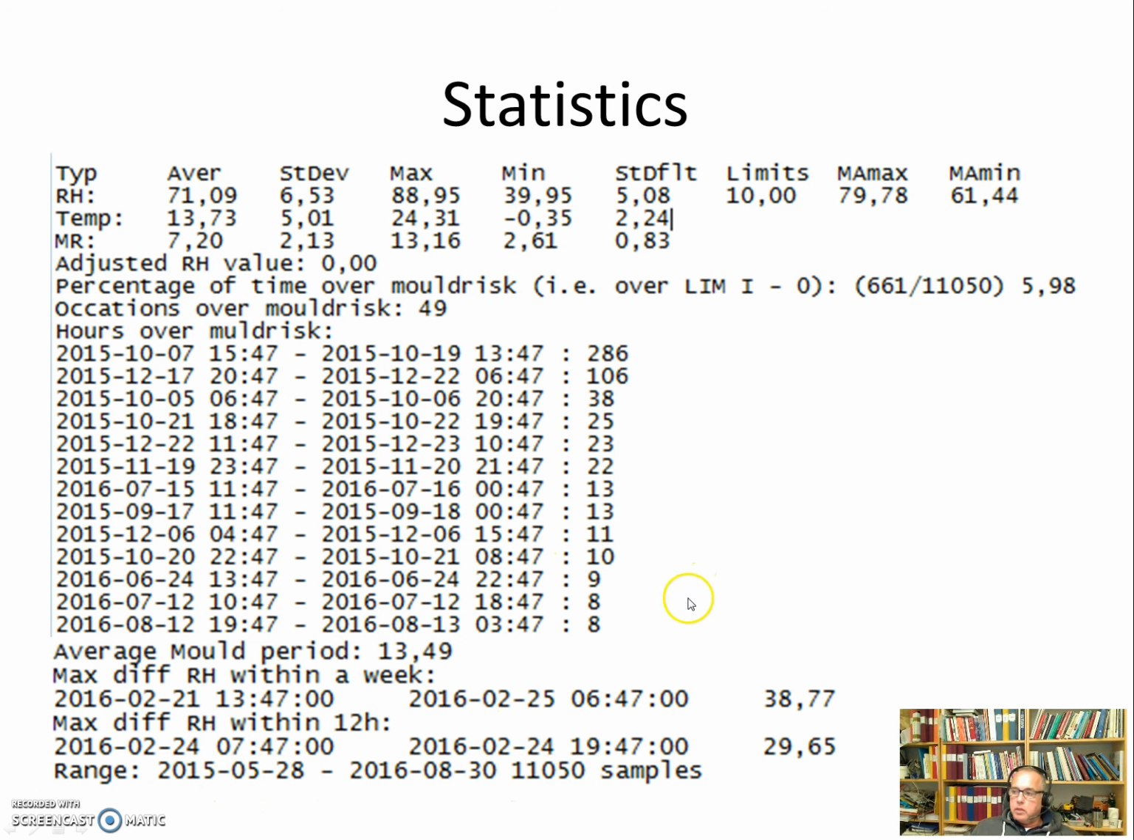Okay, I think that was it. That was something about measurements, the equipment, and some analysis methods. So that is what I'm doing during the days.